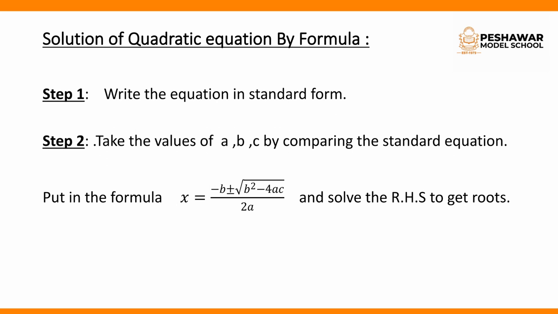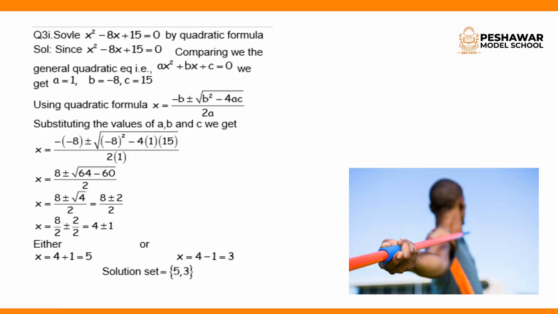So to solve a quadratic equation by formula, in the first step you have to bring the equation into standard form. The equation should be in standard form, and the standard form is ax square plus bx plus c is equal to 0. That is the standard form of a quadratic equation, and we have to bring the equation in that standard form. Secondly, we will take the values of a, b, c by comparing with the standard form of the quadratic equation and put them simply in the formula. We will have two roots of the quadratic equation.